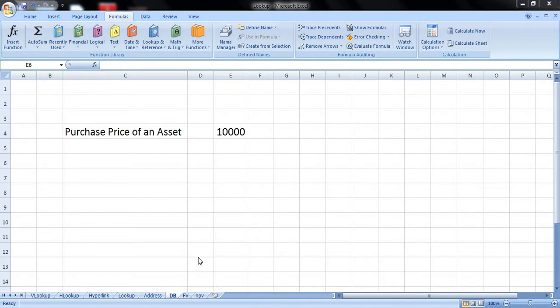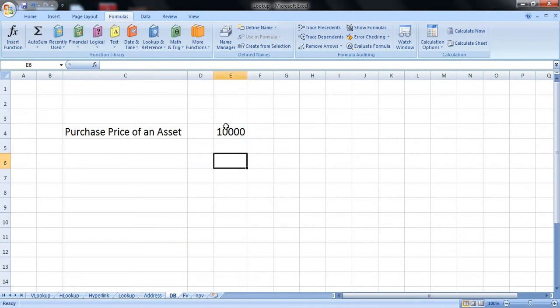Let us understand first the function called DB, which stands for declining balance. DB is a function which is used to calculate depreciation of an asset at a particular period. DB is the formula or pattern which is used to calculate depreciation of an asset in MS Excel. DB stands for declining balance. The DB function of MS Excel uses the fixed declining balance method to calculate depreciation of an asset at a particular period. Let us understand how to use this function called DB in MS Excel.